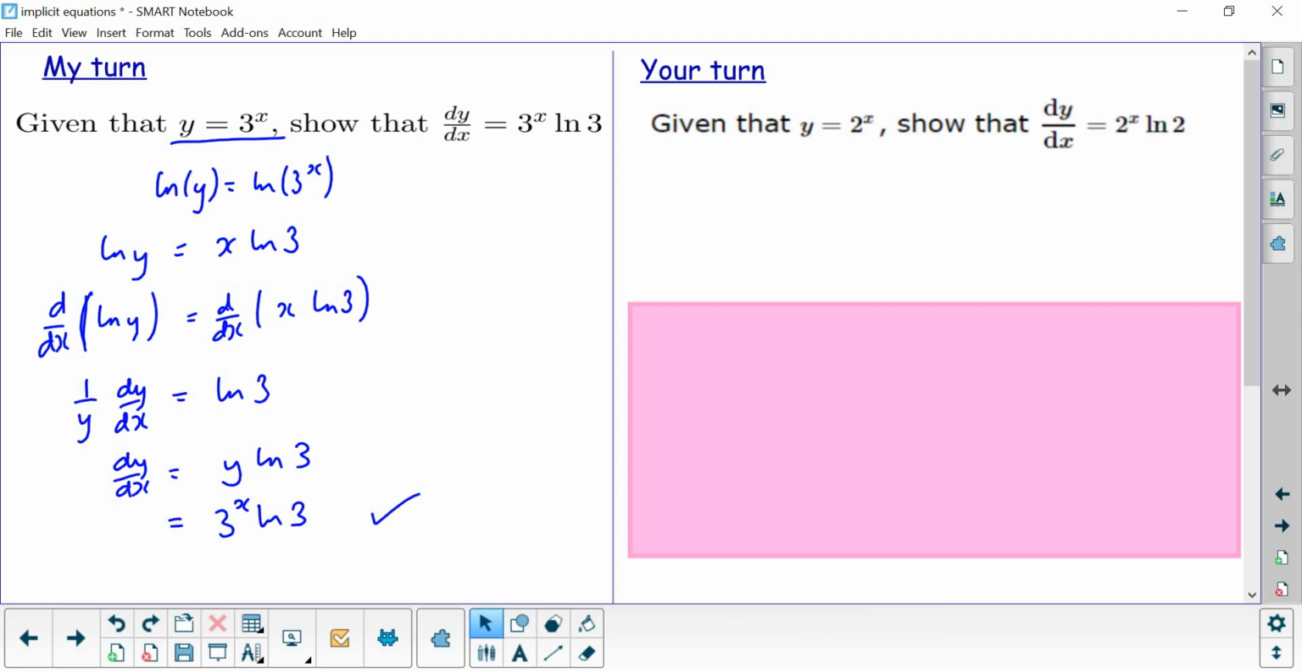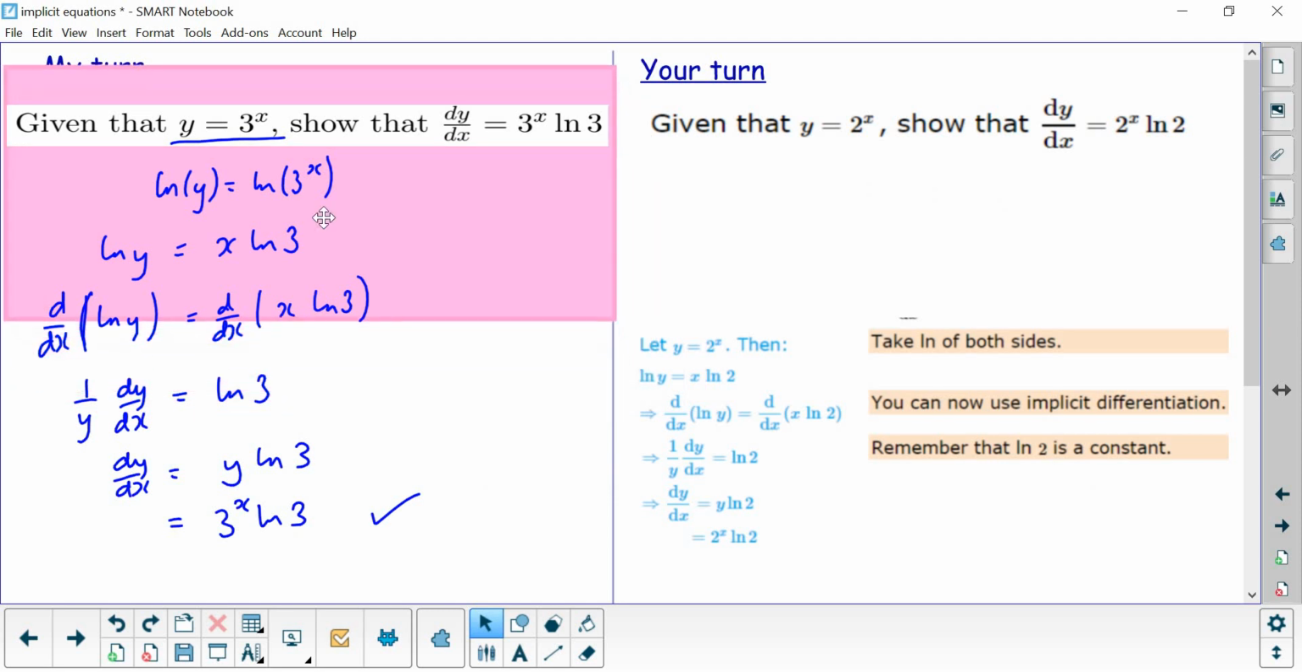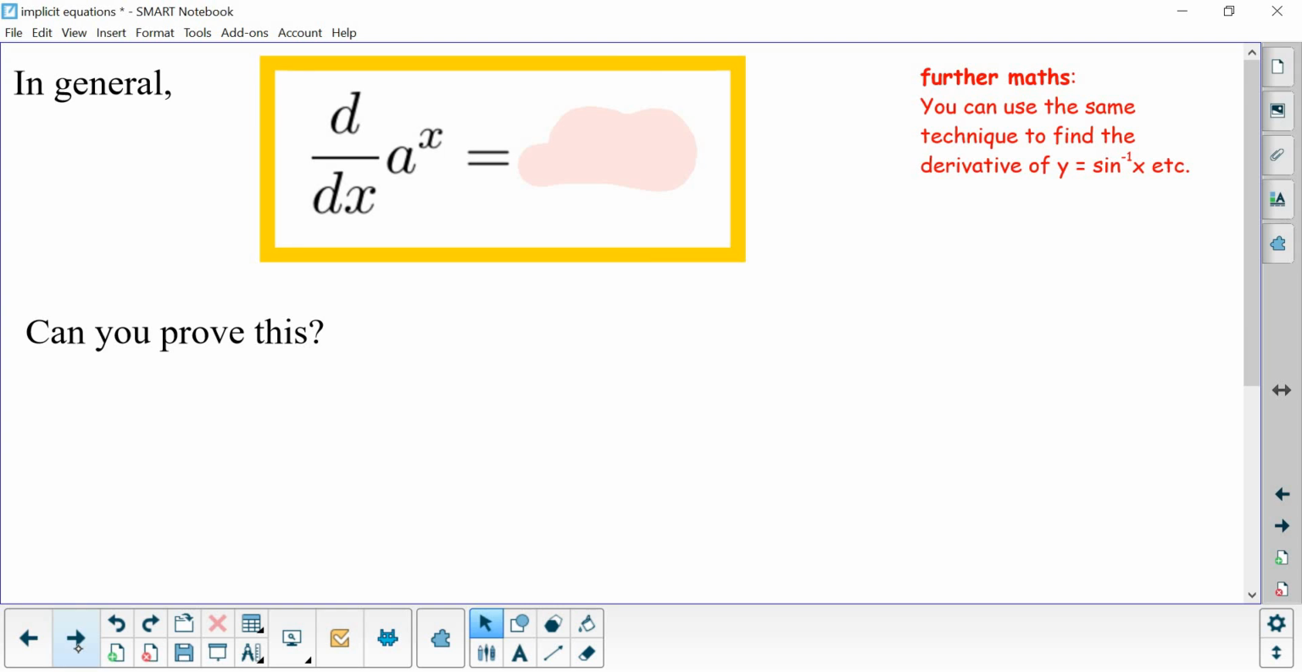Okay, so here is the solution for that one. In general, you could just use this result. If you're not asked to prove it, you can just quote it. Whatever the base number is, you have that as the natural log afterwards.